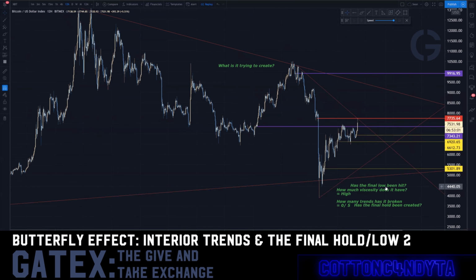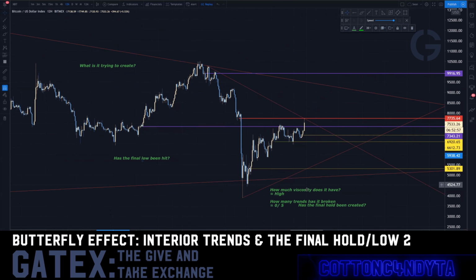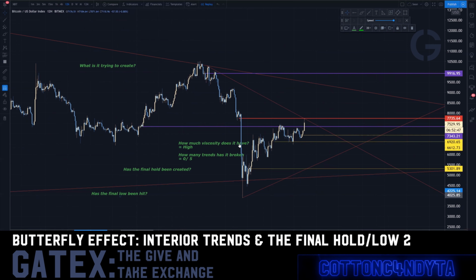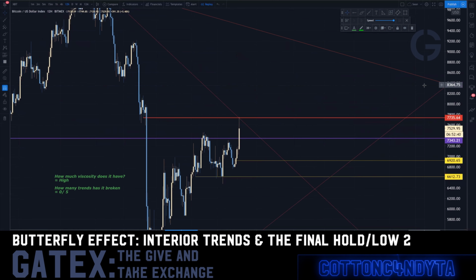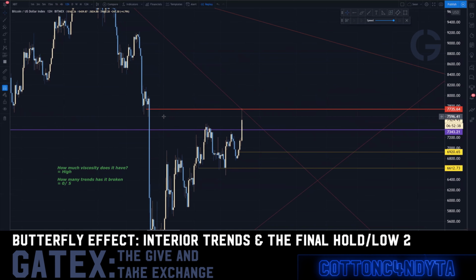What are we trying to create inside of all this? Has the final low been hit? No, then it can be hit. It's the greediest hold in the entirety of the move. When the final low has been hit, has the final hold been created? So that would be the in-between moment. You have to find your final hold, and how much viscosity it has is how you rank your trend as time goes on. Okay, that's a good wrap up of exterior trends.